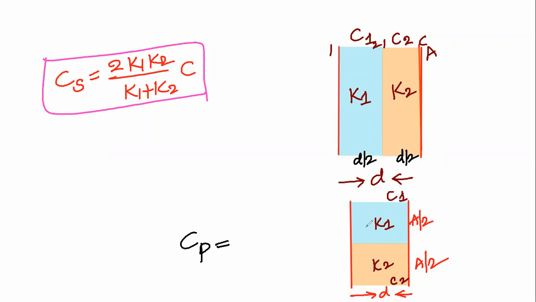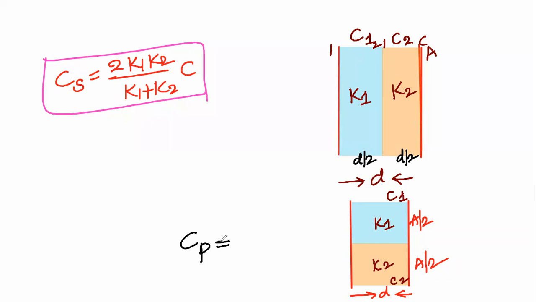That is the first end, and this is the second end. First ends are connected to one terminal, and second ends are connected to the other terminal. Such a combination is called a parallel combination.